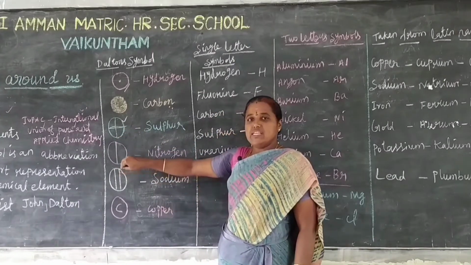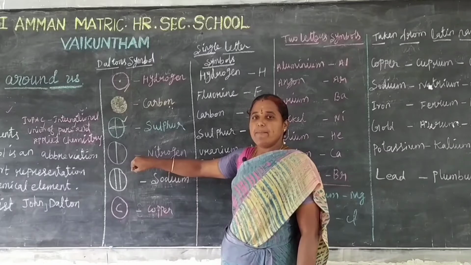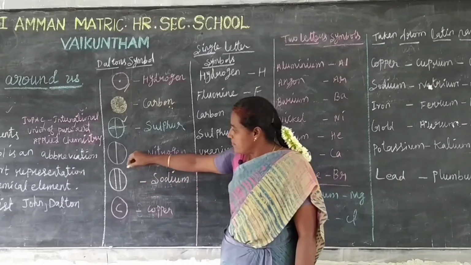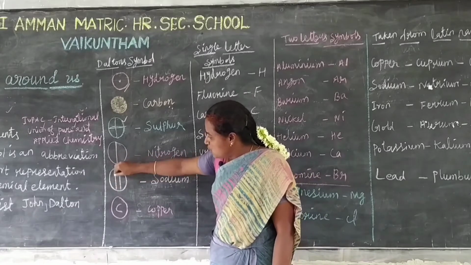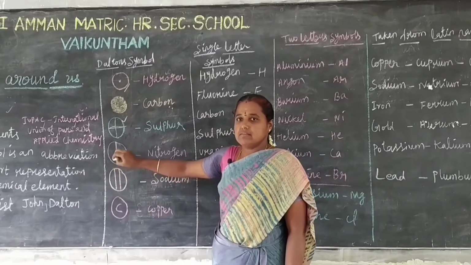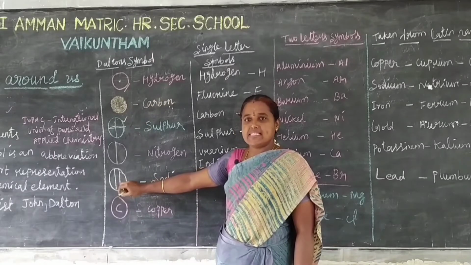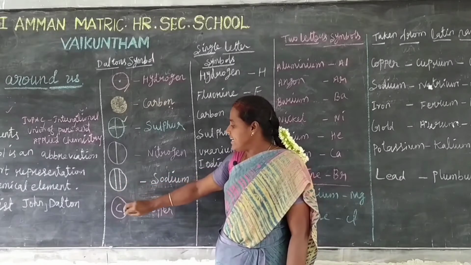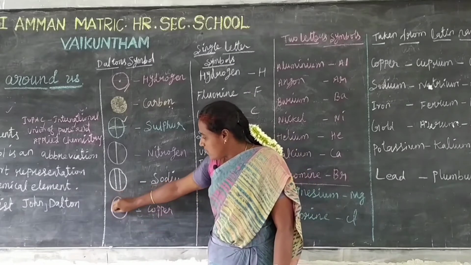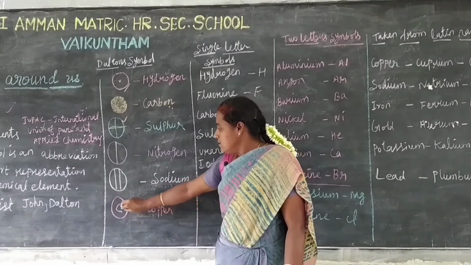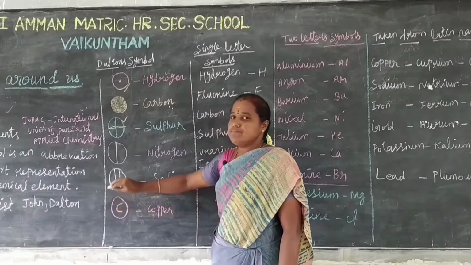Next one is the symbol of sodium. Sodium atom had a circle with two vertical lines. Next one is copper. Copper atom had a circle containing the letter C.